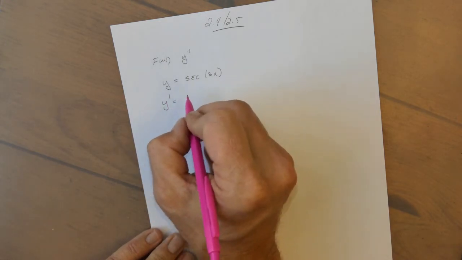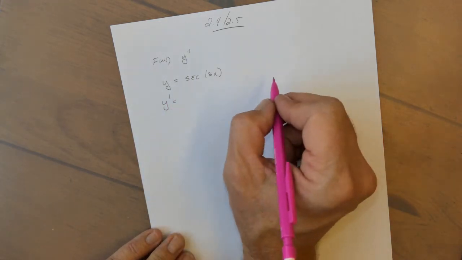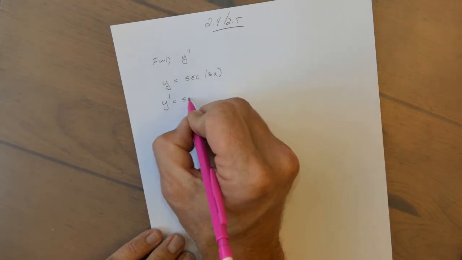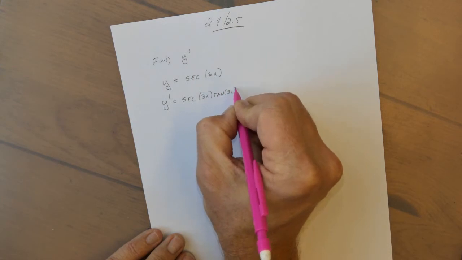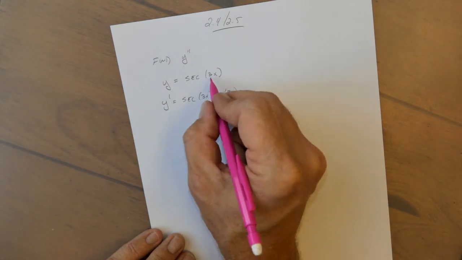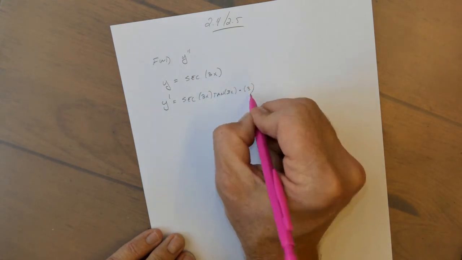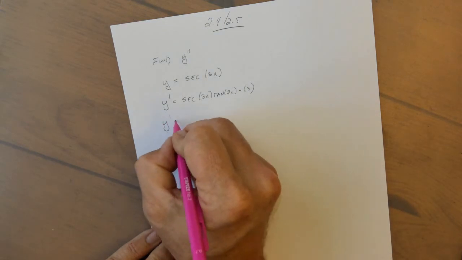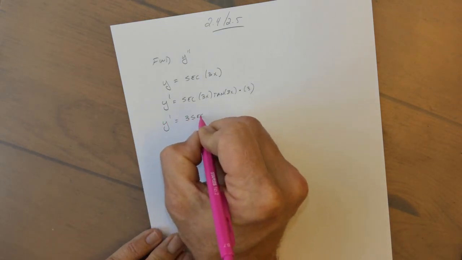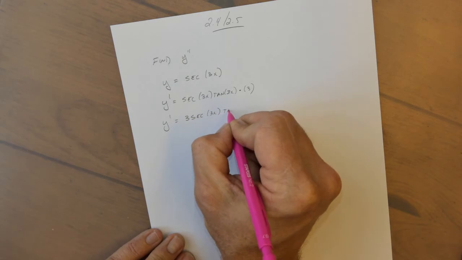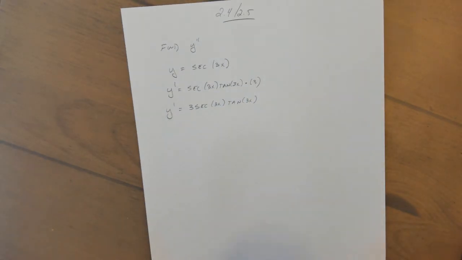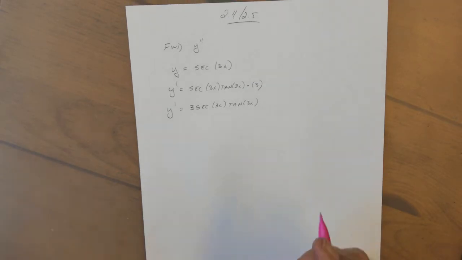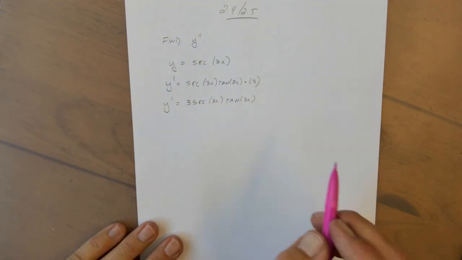Okay, so again, we're going to start on the outside, which is secant, so y prime. The derivative of secant x is secant x tangent x. So we would have the secant of 3x tangent of 3x times now the derivative of 3x, which is 3. So again, we would have 3 secant 3x tangent 3x. Okay, so now to find the second derivative, we're going to have to do the product rule because we have the product of secant and tangent.